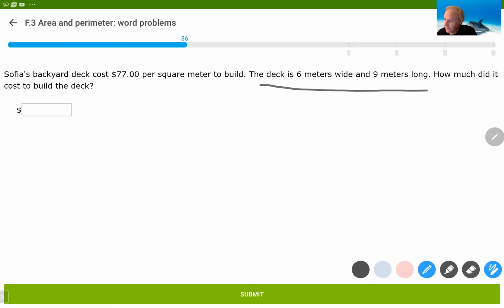The deck is, I assume, a rectangle. Again, a rectangle. This time it didn't specifically say, but it is a rectangle that's 6 by 9. So the area is length times width, at least hopefully. That's 9 by 6. It doesn't matter the order because of the commutative property of multiplication.